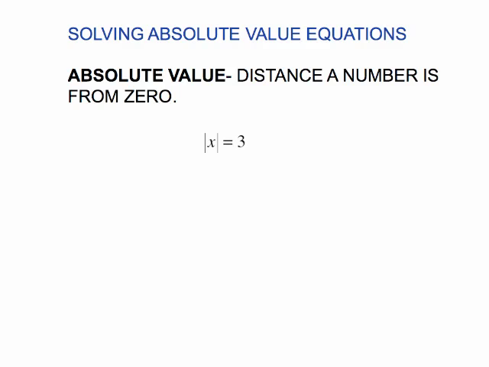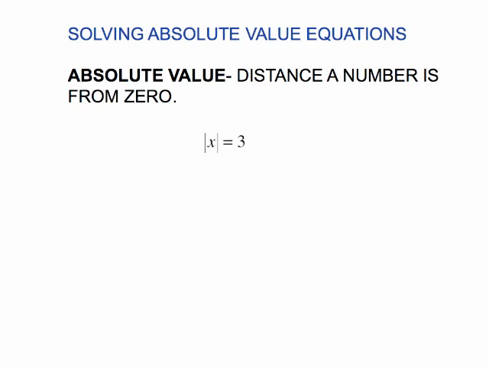This video is on solving absolute value equations. Remember that absolute value is just the distance a number is from zero. So this equation says we have taken the absolute value of some number and gotten 3. In other words, can you think of what numbers are 3 units away from zero?